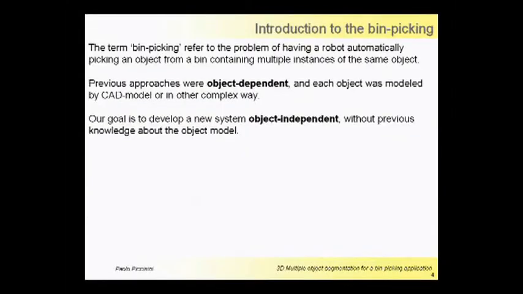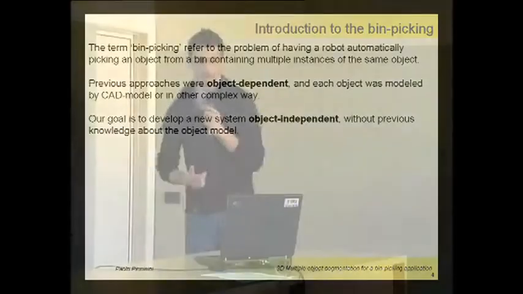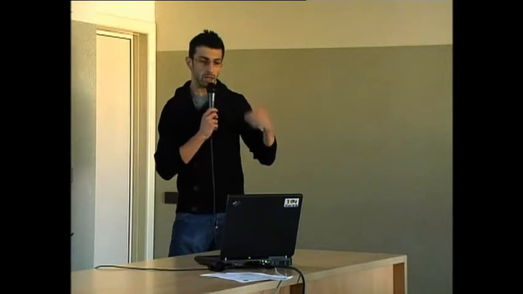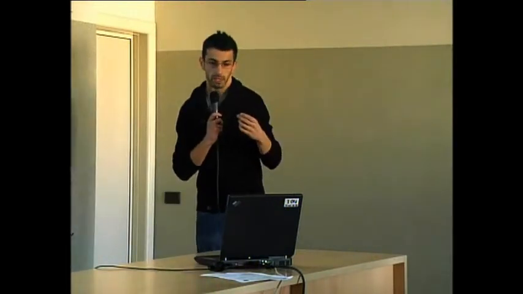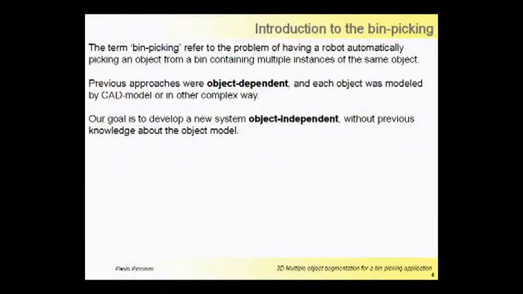Now, let me introduce the bin picking problem. The term bin picking refers to the problem of having a robot automatically picking an object from a bin containing multiple instances of the same object. More applications have been developed in recent years, but they work well only in some simplified situations. The general bin picking problem, where the objects have a 3D shape and are randomly organized in the scene, is not completely solved due to the occlusion problem.